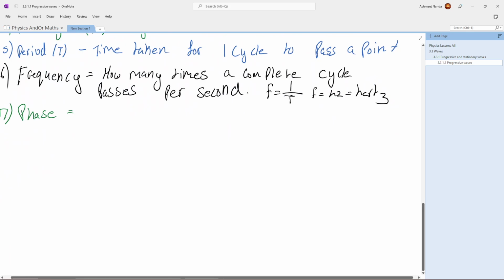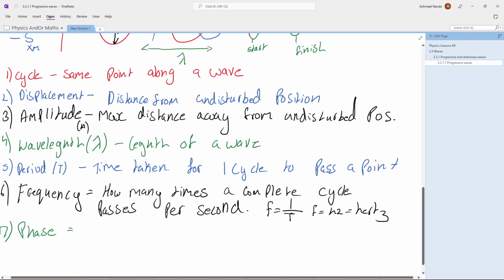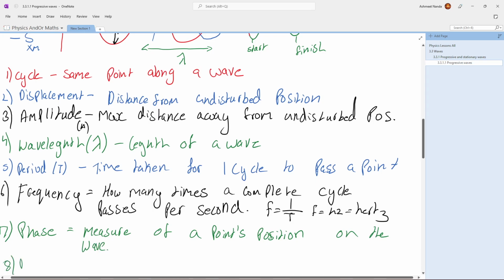So the phase is the measure of a point's position on the wave. That's it. I'll do the same one because it's the same topic. Phase difference, on the other hand, is how far a wave is behind another.